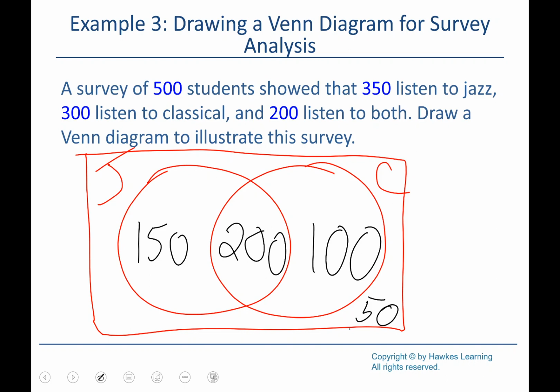Good to go? Okay. All right. Let's look at another one then. And that one didn't ask us any questions, but what it could have asked were things like how many students only listen to classical music. We figured that out. That's the 100 that's just in the C circle. Or how many students don't listen to either type of music. And we figured that out. That's the 50 that are outside both circles. Those types of questions.